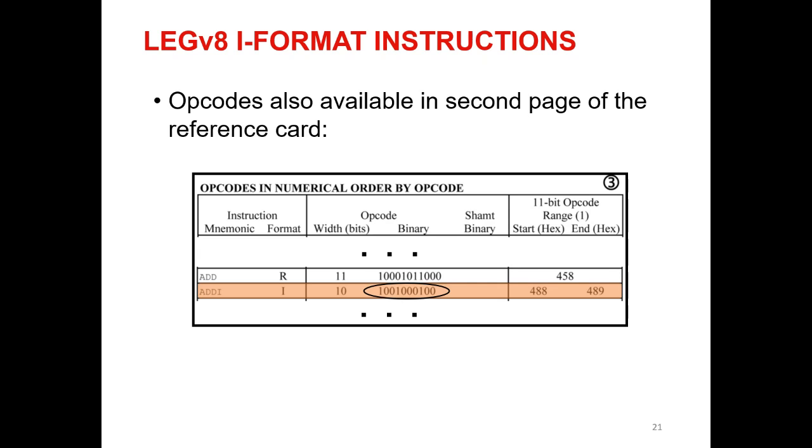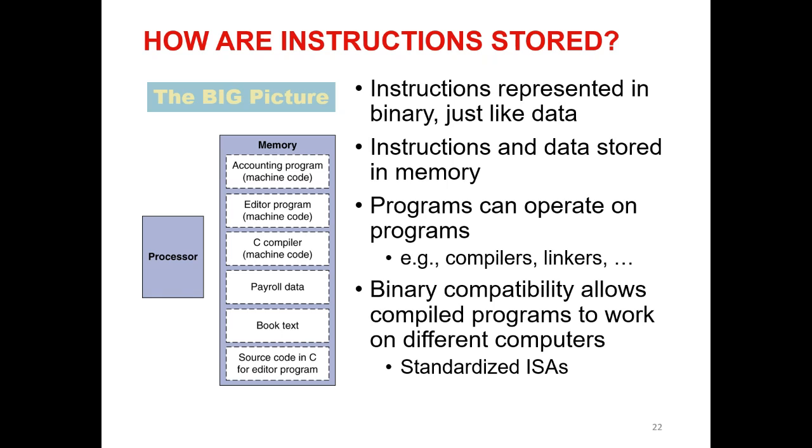Okay, so with all these format instructions, we now can see how instructions are stored in the computer. Instructions are stored the same way as data. Everything is placed in the memory. So in the memory, I can have, for instance, the source code of my C program in an editor. I can have a Microsoft Word program. I can have a book text. I can have the machine code and everything. Everything will be in the same place in memory, and everything will be represented by zeros and ones.